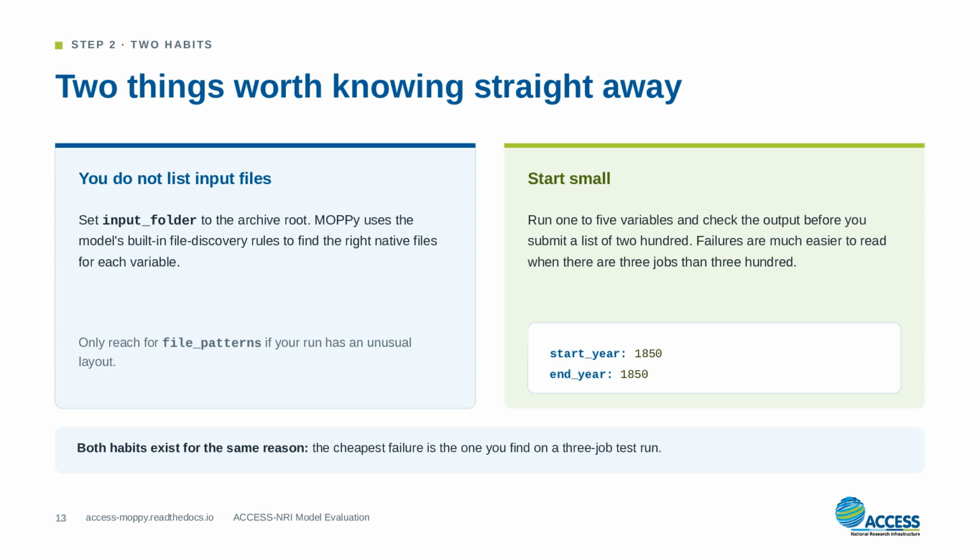Second, start small. Run 1 to 5 variables and check the output before you submit a list of 200. Failures are much easier to read when there are 3 jobs than when there are 300. To keep a test run short, set start year and end year to the same year.